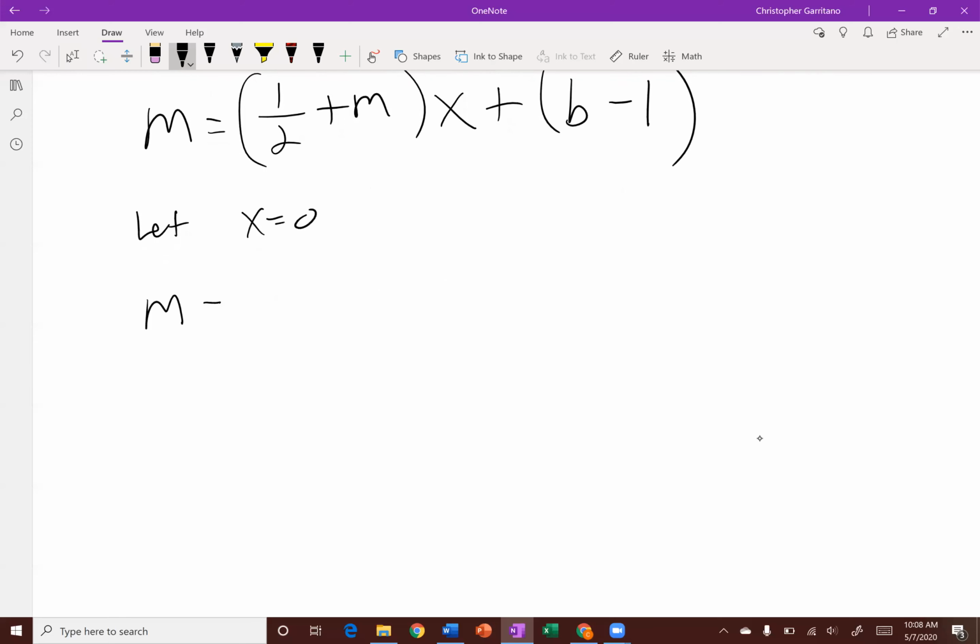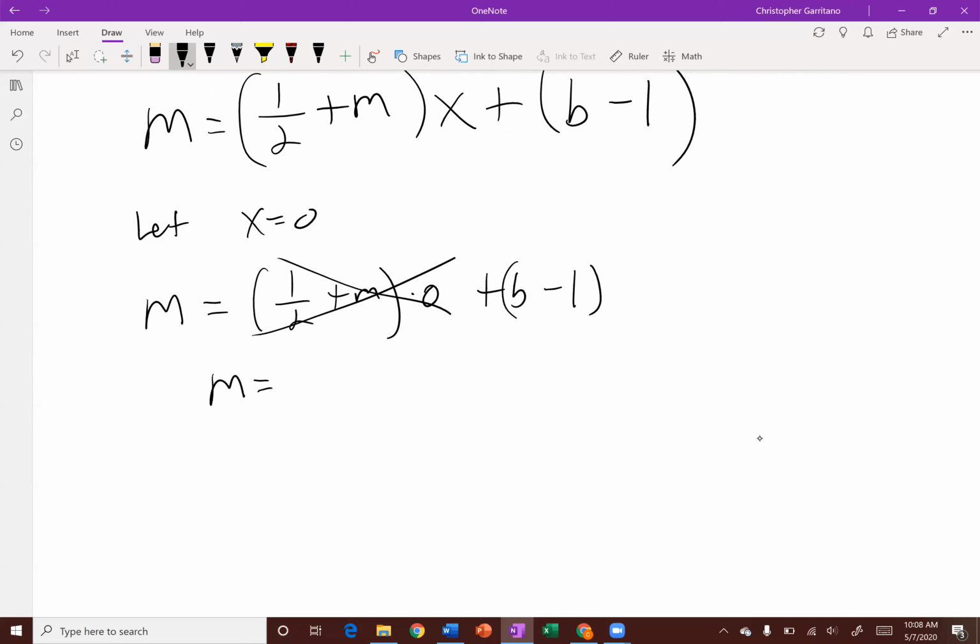We have m equals 1/2 plus m times 0 plus b minus 1. Of course, this term is gone, and I'm left with m is equal to b minus 1. Or in other words, equivalently, b is equal to m plus 1. Cool. I don't have an actual numerical value for either of these terms yet, but I do have a direct relationship between them, which is nice.